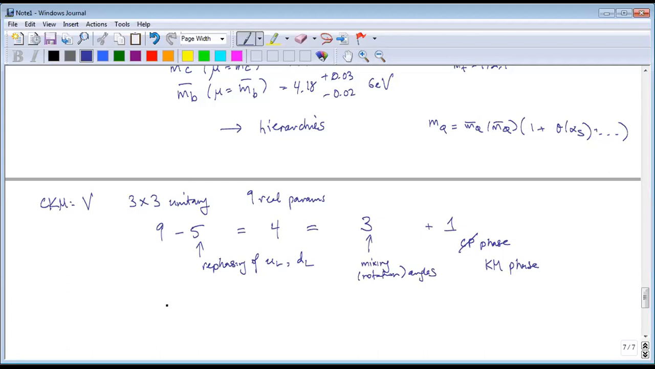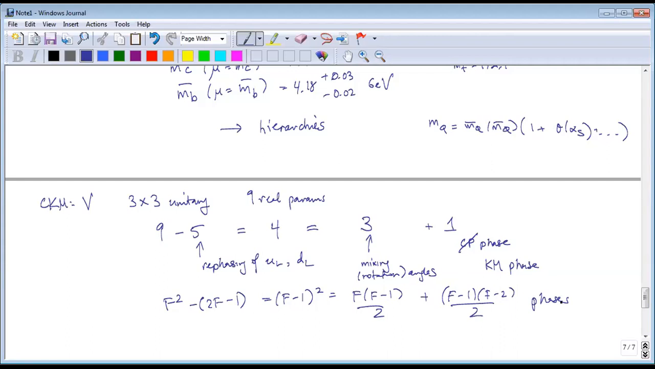Notice if this was F, F being the number of families, this would be F squared minus (2F minus 1), which is (F minus 1) squared, and that can be rewritten as F(F minus 1)/2 mixing angles and (F minus 1)(F minus 2)/2 phases. So importantly, if you look at this formula, what we know is that if we only had 2 generations, this is the famous result.